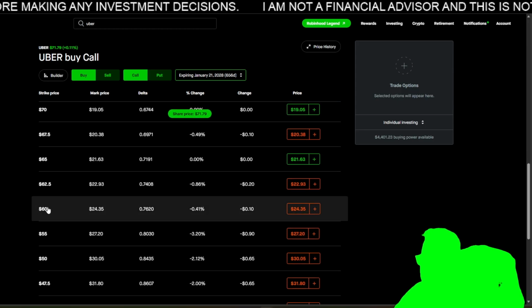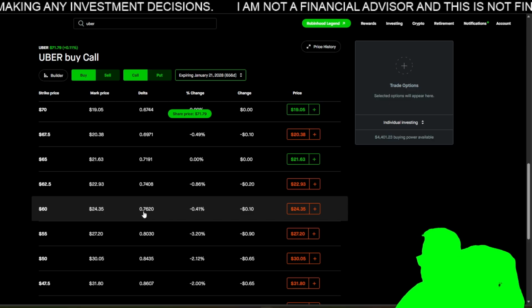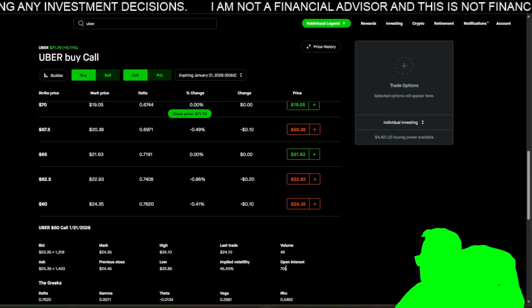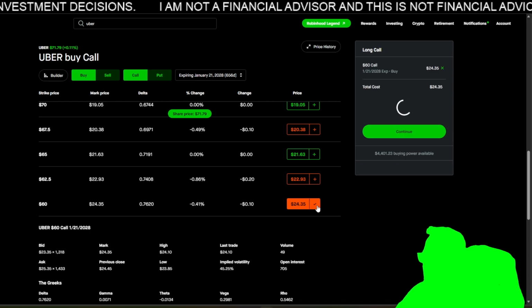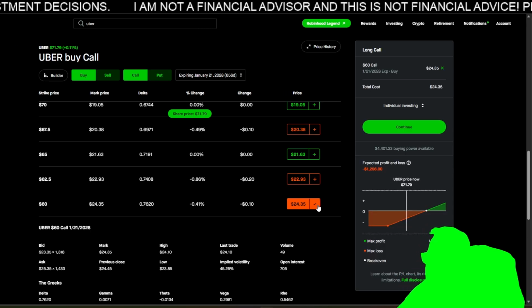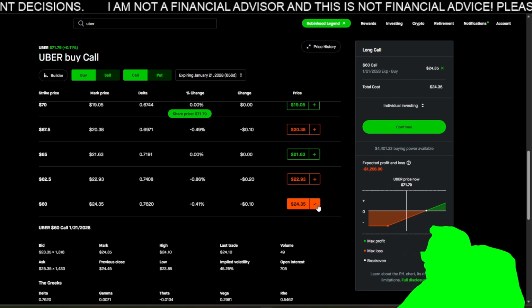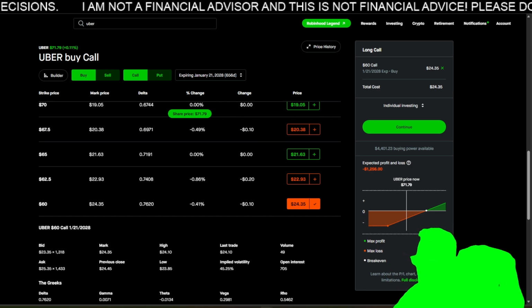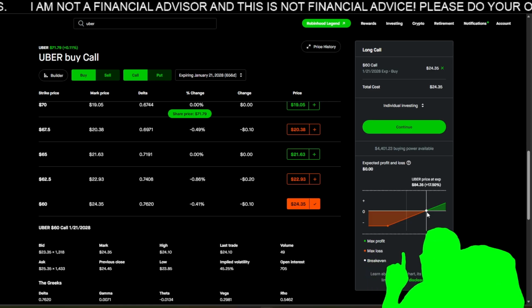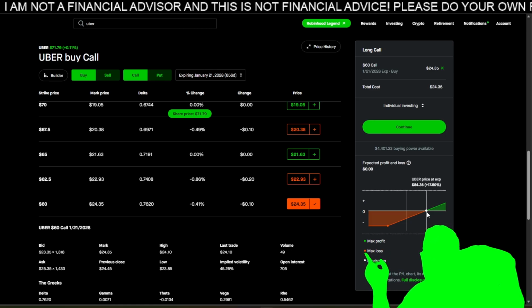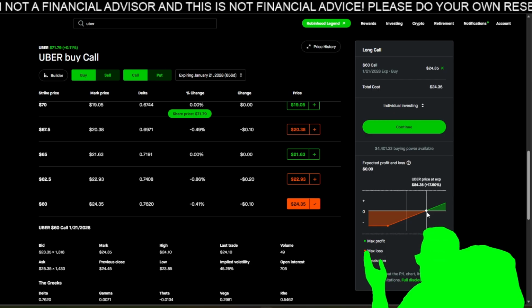So, for example, if I want to go to the $60 one, a nice 76 delta here. Take a look at the open interest, 705, which is not too bad. Bid-ask isn't too bad here as well. You open up this one right here, you're going to get exposure to 100 shares of Uber for only $2,435. And again, if it goes past $84, anything after that is pure profit. And you're basically having exposure to the 100 shares.